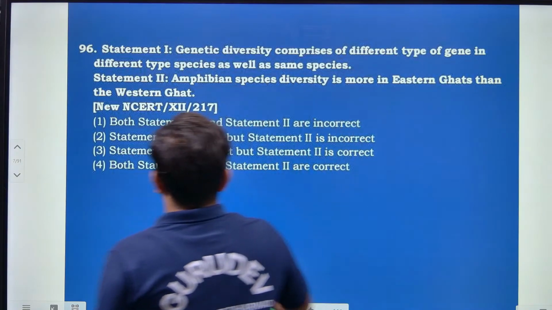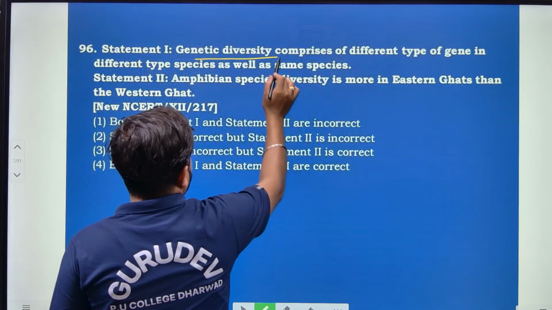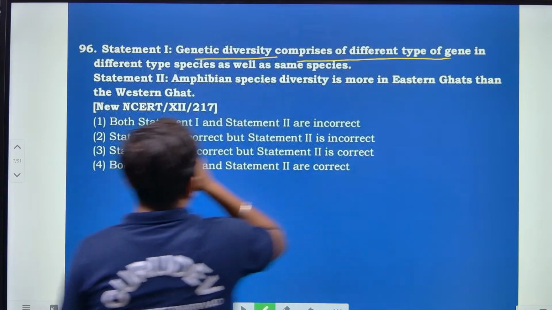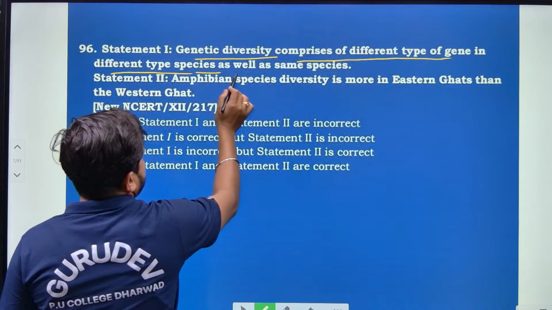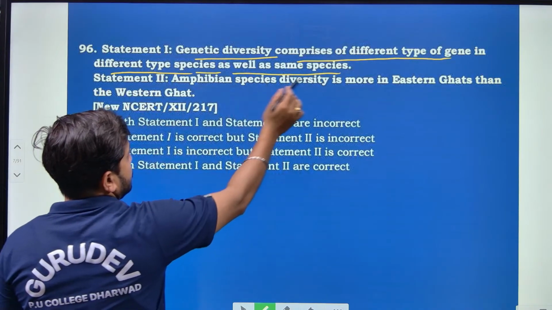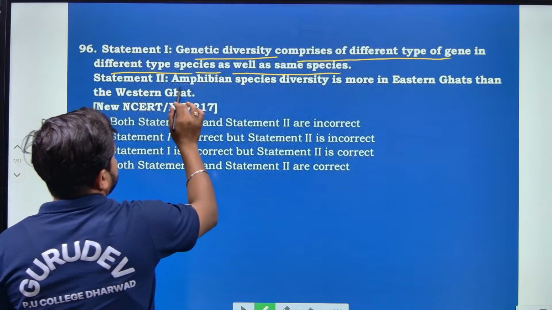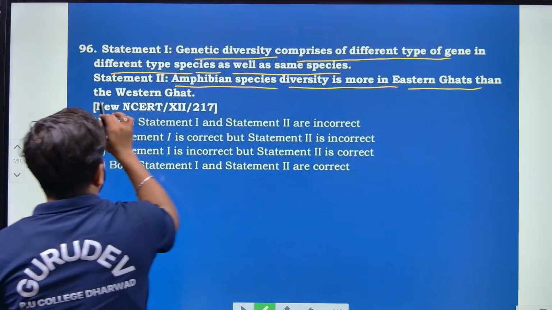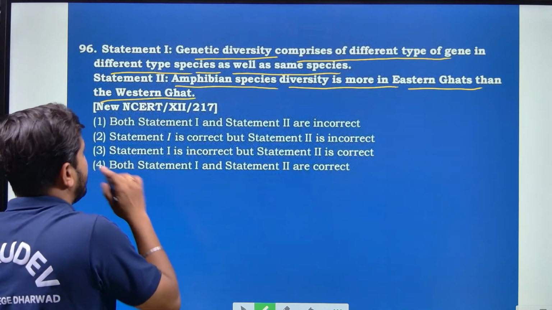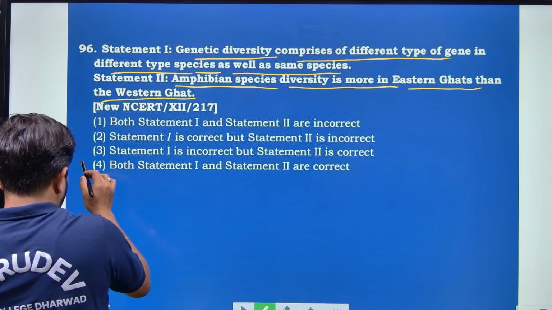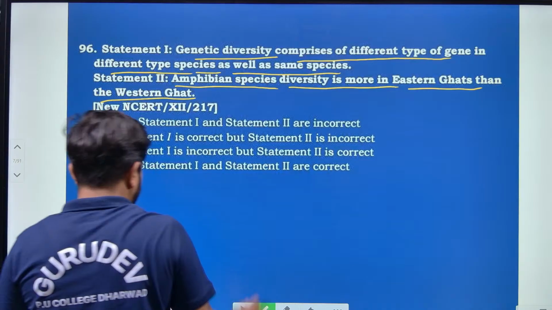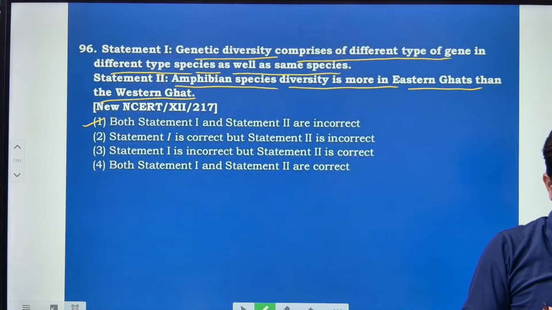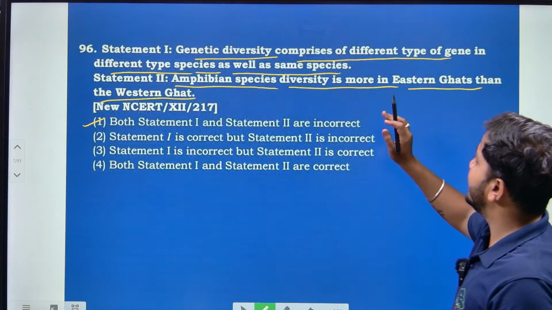Then statement 1, what it says: the genetic diversity comparisons of different genes in different species as well as the same species. Then statement 2 is that the amphibian species diversity is more in Eastern Ghats than the Western Ghats. So here, if you consider, both the statements are wrong, right? Both statement 1 and statement 2 are incorrect, because amphibian species diversity is more in Western Ghats than the Eastern Ghats, right?